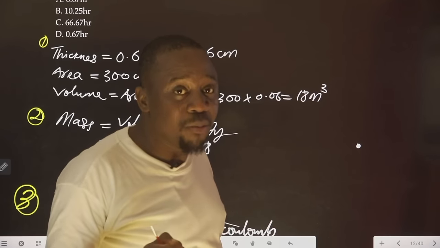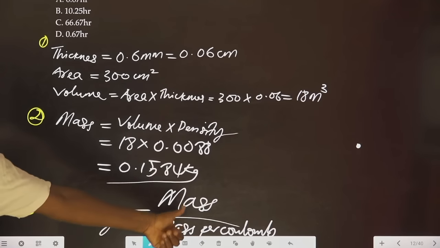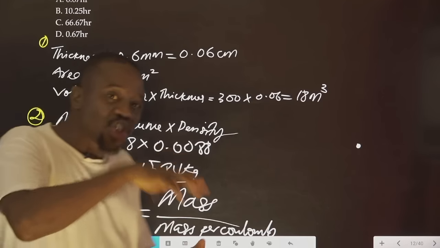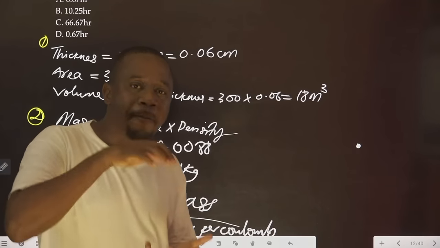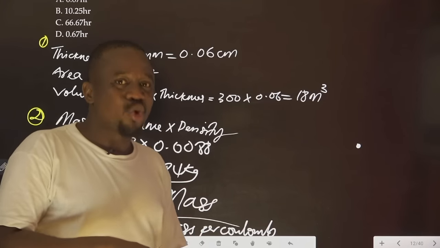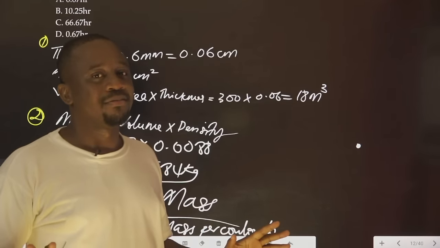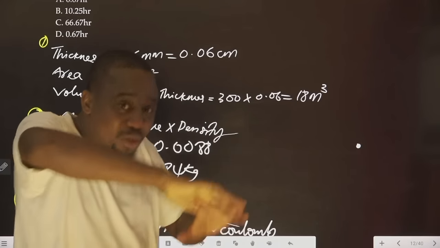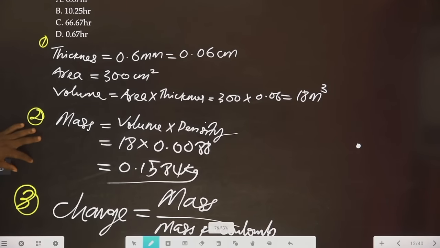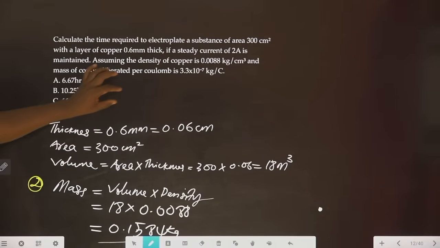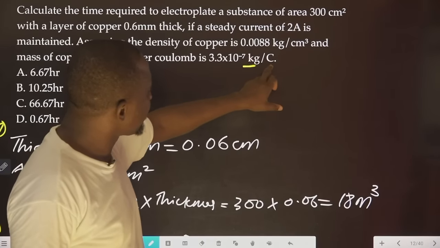Mass per coulomb is known. We have to say mass over mass per coulomb to get the charge you will use. This is what we need to charge per mass. So, what is the total charge in the entire mass? We know per unit, but the entire mass. So to get that now, we are simply going to substitute here. We substitute the mass, which you already have, and also mass per coulomb, which was given to us to be this.